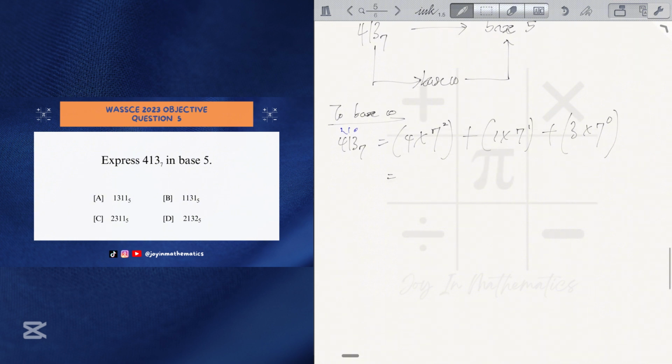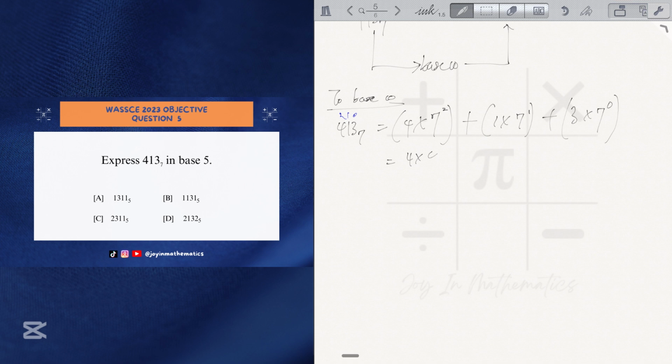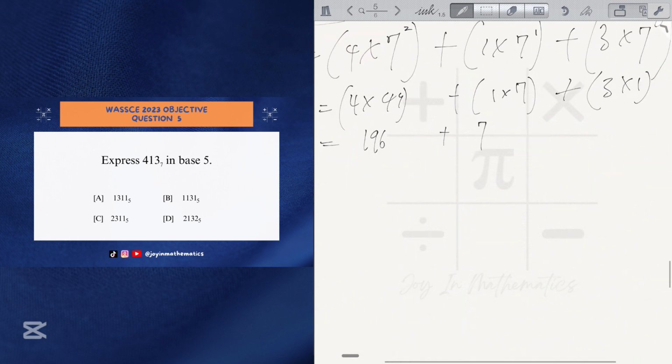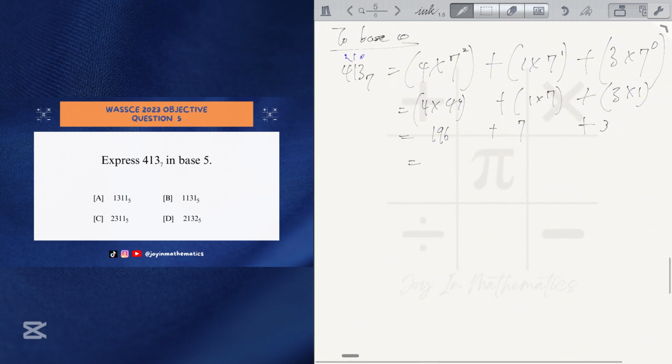So simplifying this now, we'll have 4 multiplied by 49 plus 1 multiplied by 7 plus 3 multiplied by 1, because anything raised to the power of 0, according to the law of indices, is equal to 1. So 4 multiplied by 49 is 196, plus 7, plus 3. With that, we'll have in base 10 the number 206. So 413 base 7 is equal to 206 base 10.